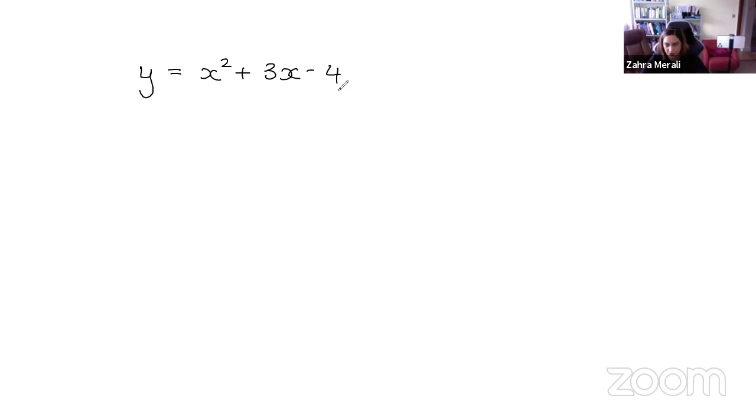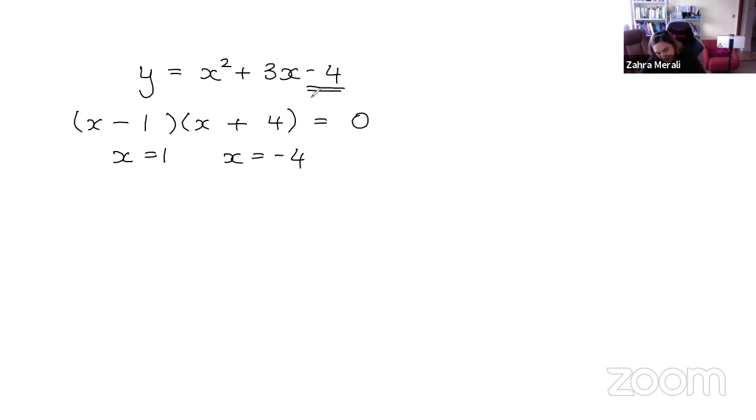Now, hopefully you think about it, I want my roots. My roots are when y is 0. If you can see it, that factorizes quite nicely. We get plus 4 and minus 1, and we can say that equals 0. So that's where it crosses the axes. It crosses when x is 1 and x is minus 4. We can see that our plus c is minus 4.